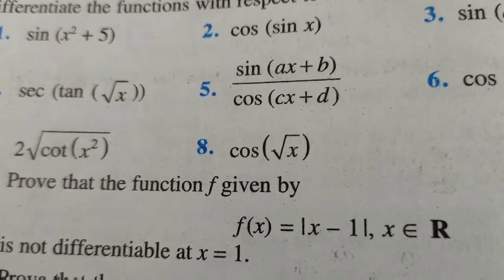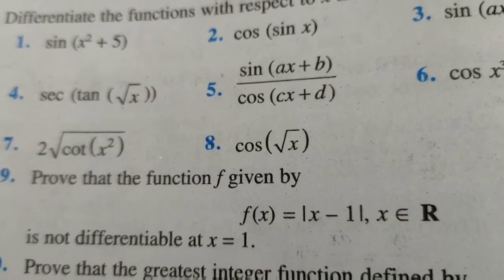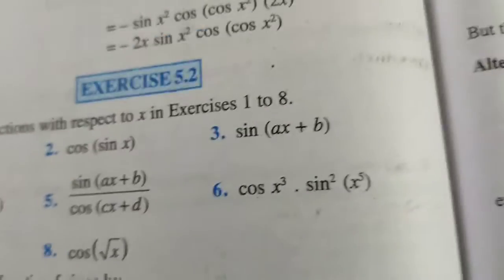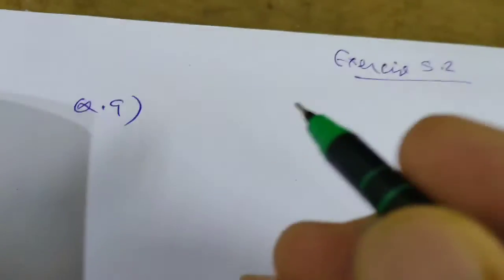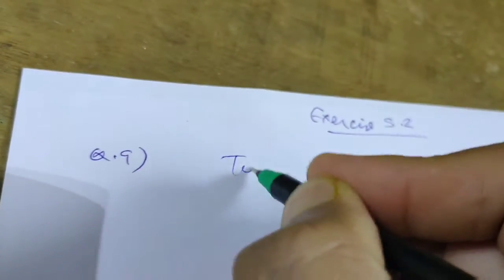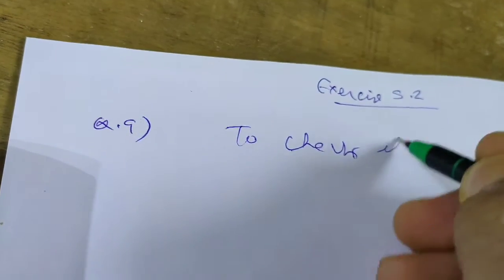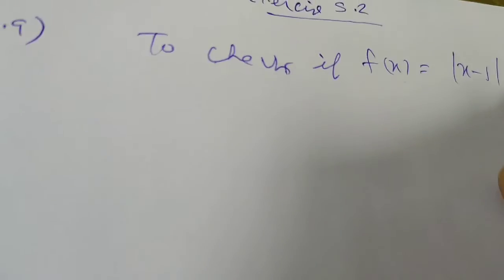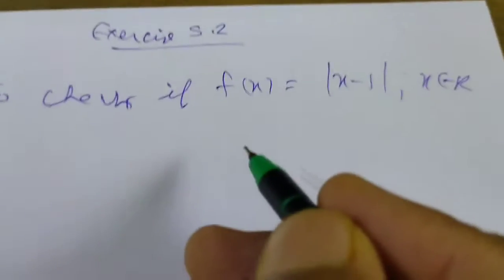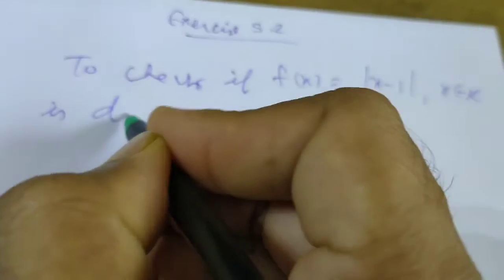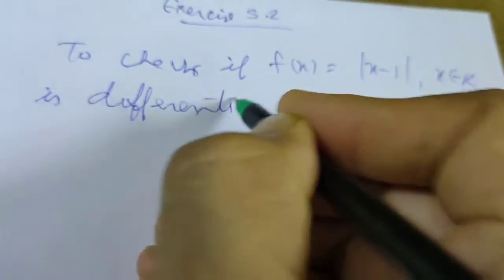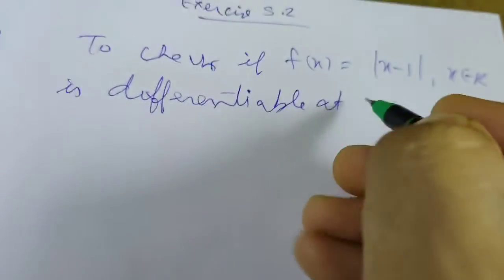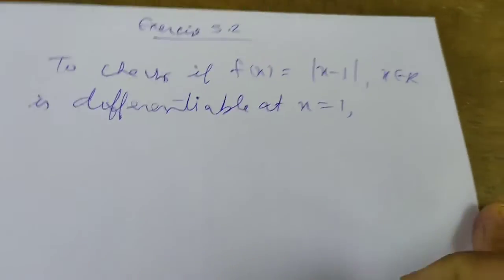And how we can do that? By finding the right hand differentiation and the left hand differentiation. So here let us check the question number 9, to check if f(x) = |x - 1|, x belongs to R, is differentiable at x = 1. So let us start with this one. We'll find the RSD.